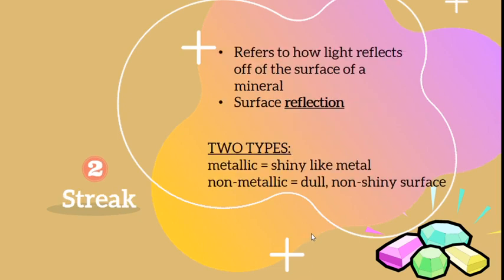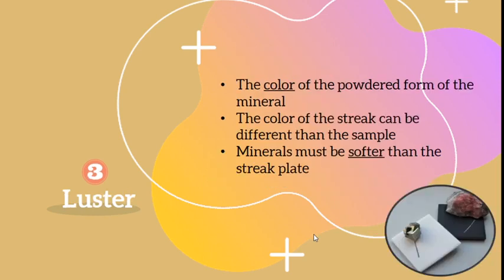Next, we have the luster. It refers to how light reflects off of the surface of a mineral, and it is referred to as surface reflection. We have two types. If it is shiny like metal, that is considered metallic, but if it is a dull, non-shiny surface, that is non-metallic.